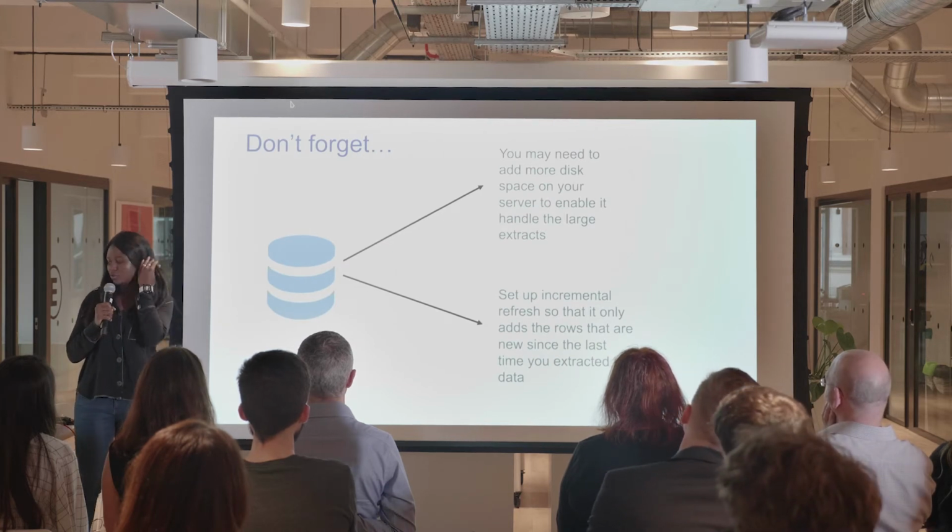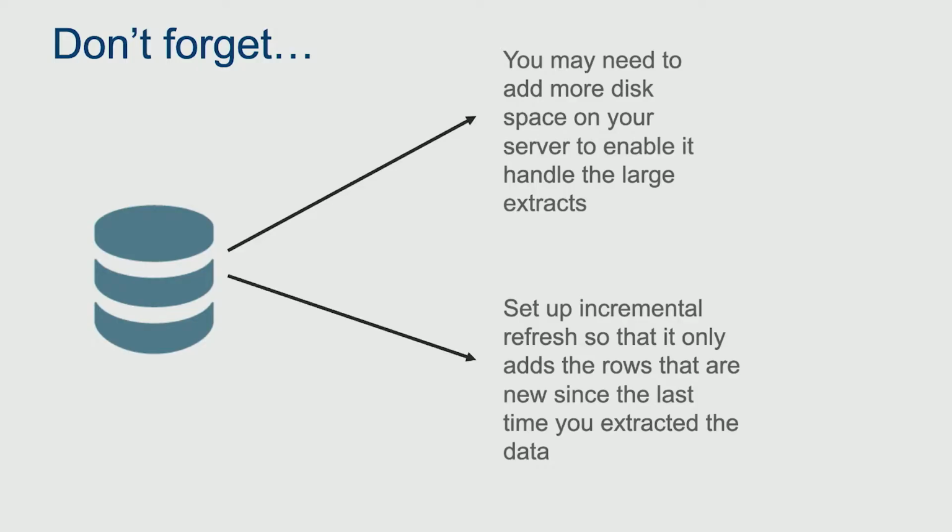Two key points to note. You may need to add more disk space. We needed to add about 200 gigabytes of disk space because the server is now handling large extracts. It would also be wise to set up an incremental refresh so that it just takes new data since the last time the extract was refreshed. Most people set this on a date field so that it takes just the most recent date, but you can play with it the way you want to.